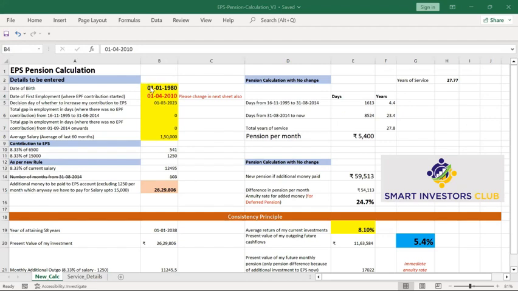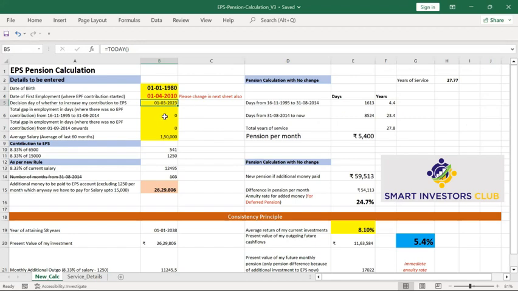So first we enter the date of birth. And the second important thing is the day when I joined, when I started contributing to EPS. We will know that based on our EPF date of contribution, so that's basically our joining date. And the decision date is today's date, when I'm going to take this call.